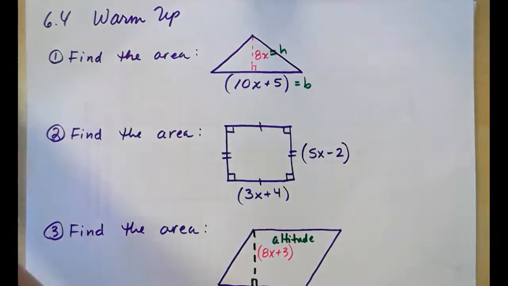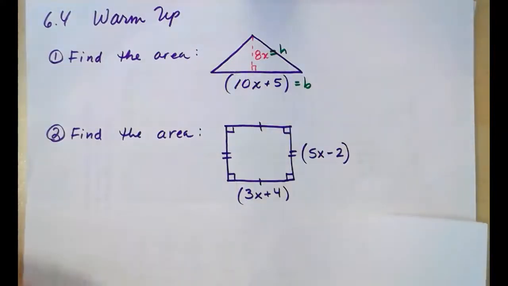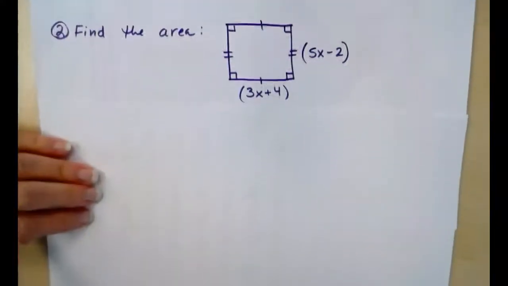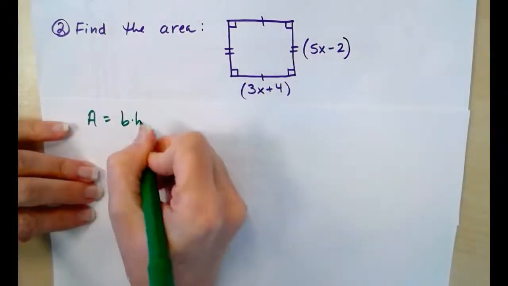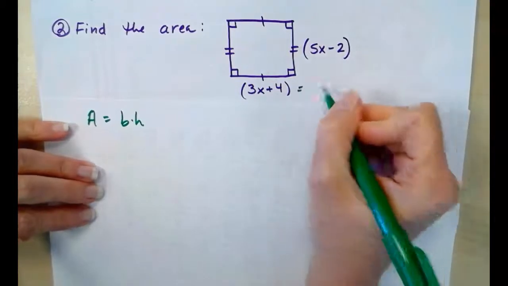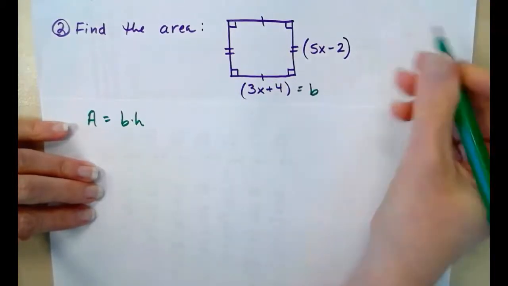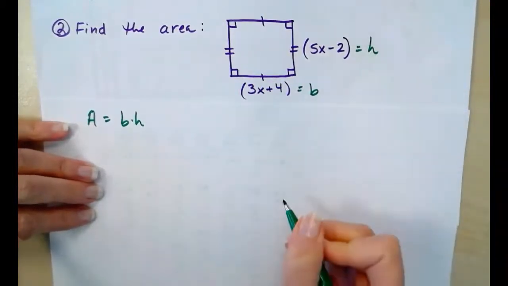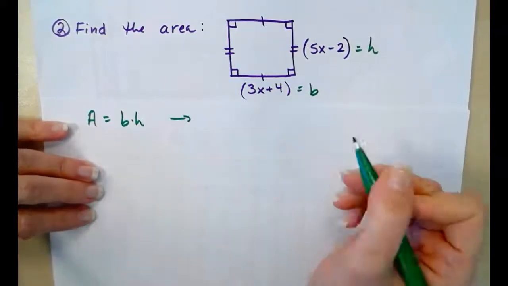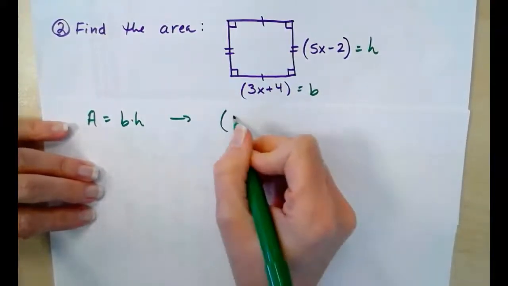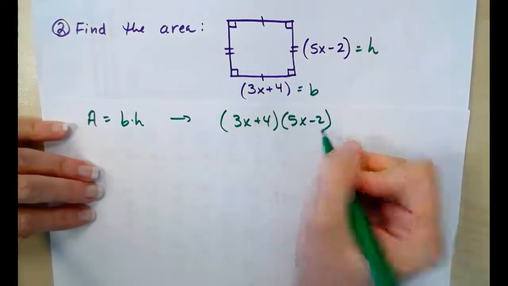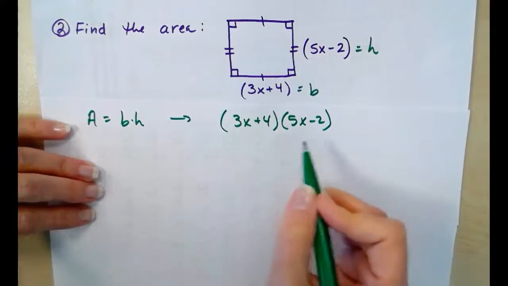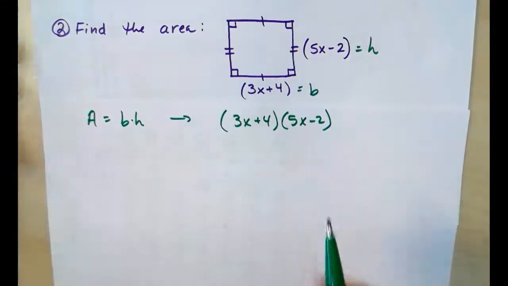Next, number 2. Number 2 is a rectangle. To find the area of a rectangle, it is simply base times height. Our base is 3x plus 4. Our height is 5x minus 2. So let's plug it into the formula. Base times height. So 3x plus 4 times 5x minus 2.